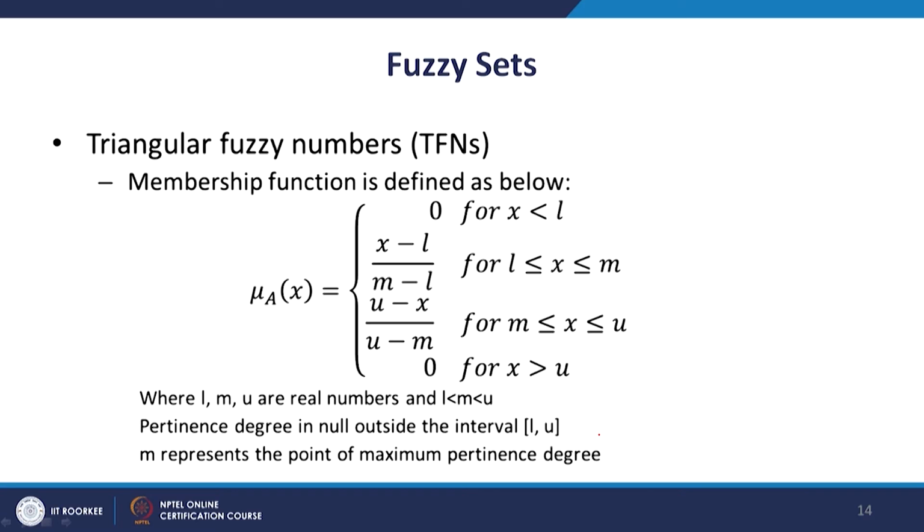As you can see, L, M and U, these 3 parameters, are real numbers, and L is less than M, which is less than U. The pertinence degree is null outside the interval L to U, as you can see in the definition itself: 0 for x less than L and 0 for x greater than U. So there is no pertinence outside this interval, and M represents the point of maximum pertinence degree.